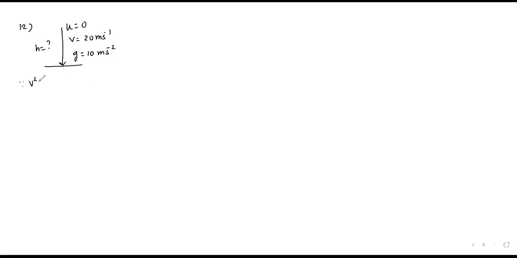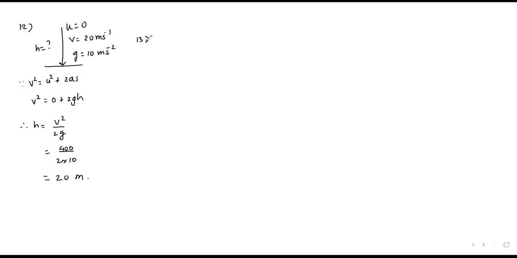We'll use v square is equal to u square plus 2as. This is v square is equal to 0 plus 2gh. h is equal to v square upon 2g. This is what? Substitute the value, 20 square, 400 upon 2 into 10. Answer is 20 meter is the height of the tower. Check the 13th one. 13th question is exactly same as your 11th.